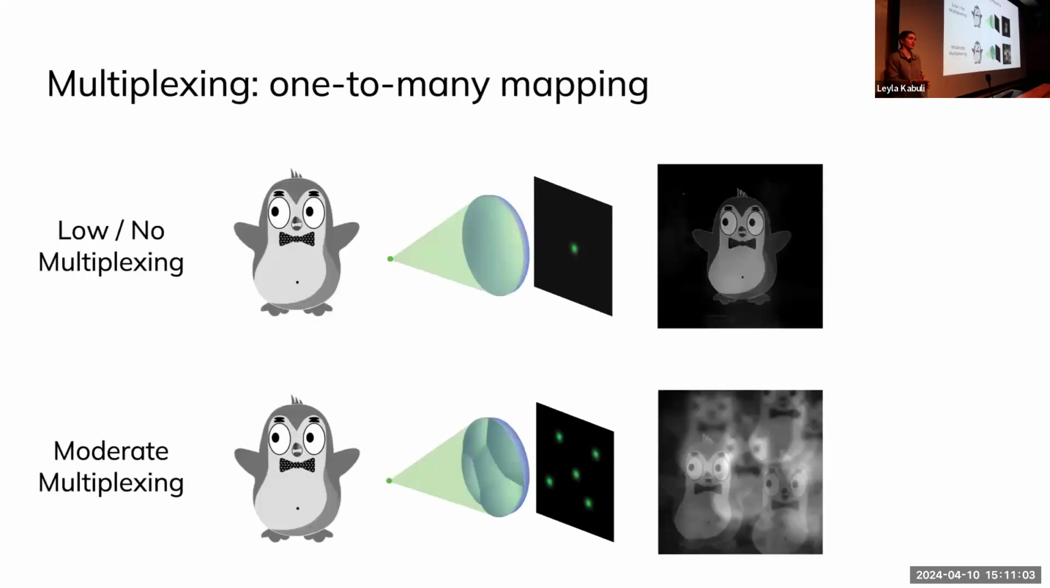The key concept that we can think about with this encoding scheme, with this convolutional model, is the idea of multiplexing. How does this point spread function spread out the light, and how does it affect the output measurement? In a traditional imaging system with a lens, the point spread function is a single point. So the input point directly maps to one output point. This is a low or no multiplexing system. In contrast, if I have, for example, 5 points as my output mapping, I have a one-to-many mapping, and my measurement is no longer directly what the object is. This is a moderately multiplexing system. I have a one-to-many mapping in my system.